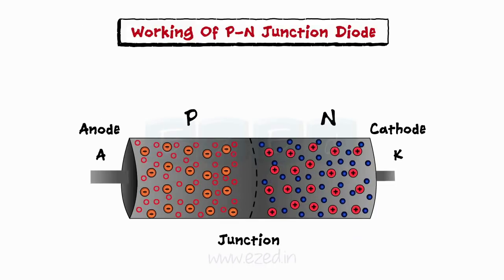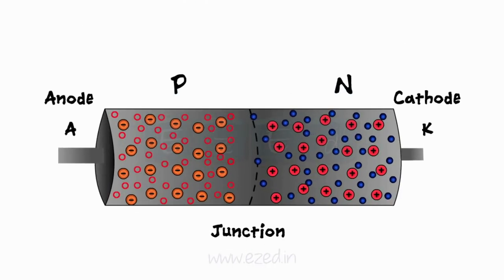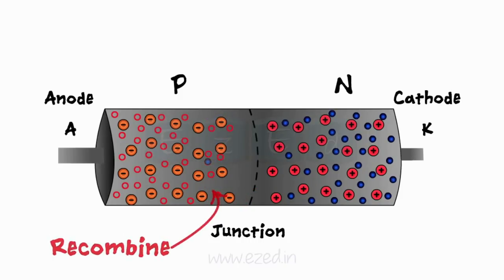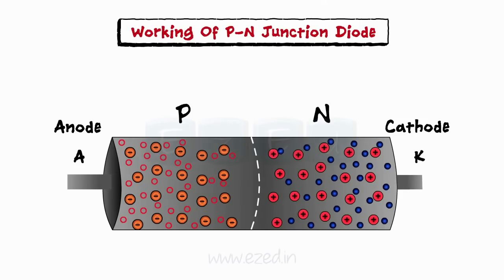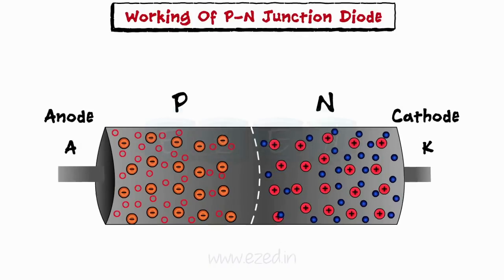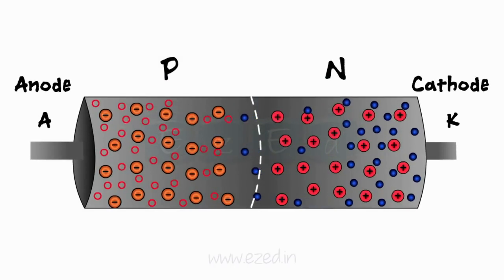Let's understand the working of a diode. The electrons from the N side get attracted towards the holes of the P side. These electrons cross over the junction, recombine with the holes, and cease to be free carriers. This process is called diffusion. This process of recombination continues for some time, but remains restricted near the junction only.